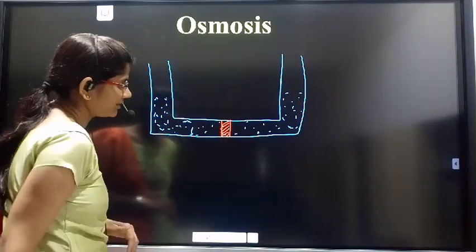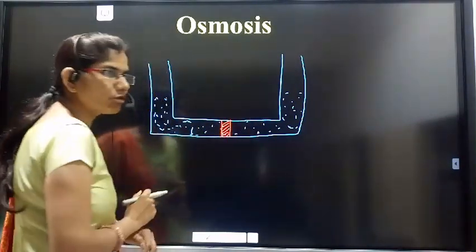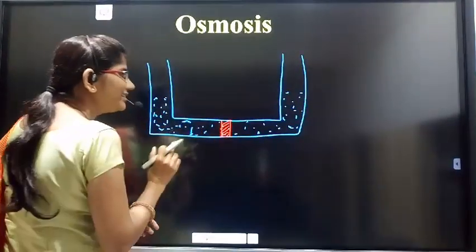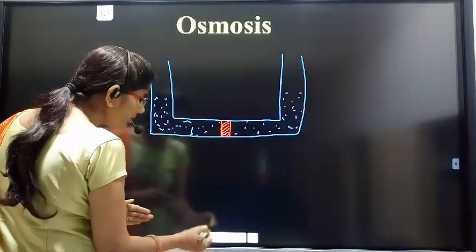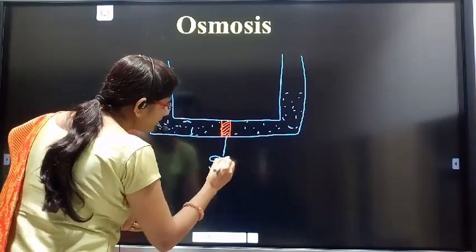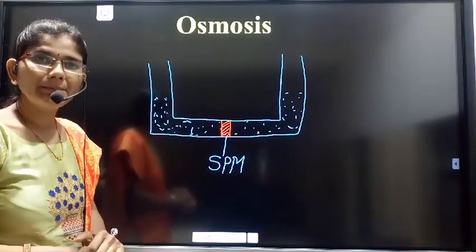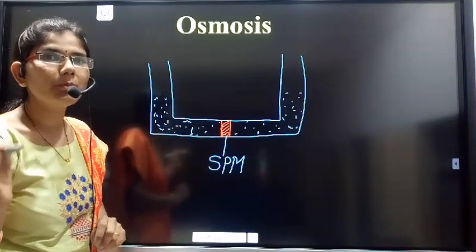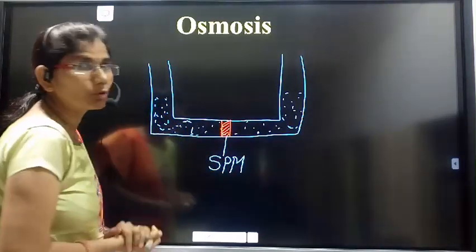This container, filled with liquid water, meaning only solvent, is divided into two parts with the help of a semi-permeable membrane. As we have seen, a semi-permeable membrane allows only solvent molecules to pass through it, so it divides the solvent into two parts.